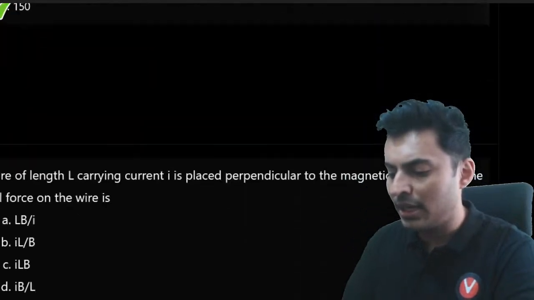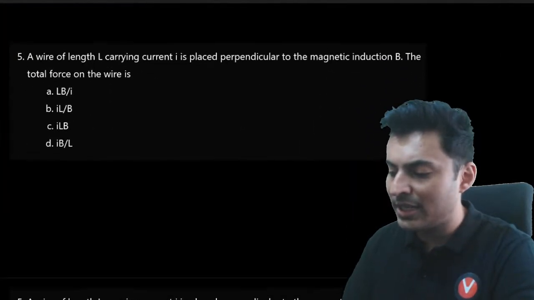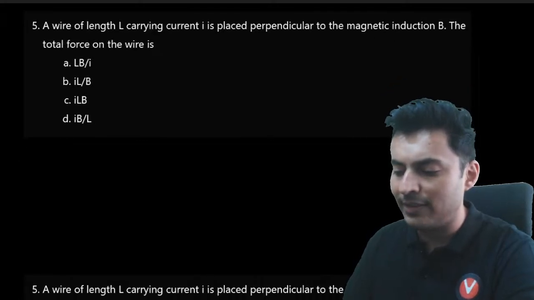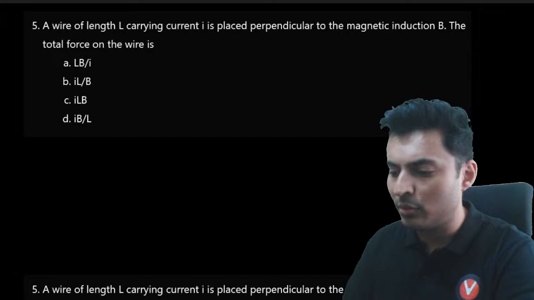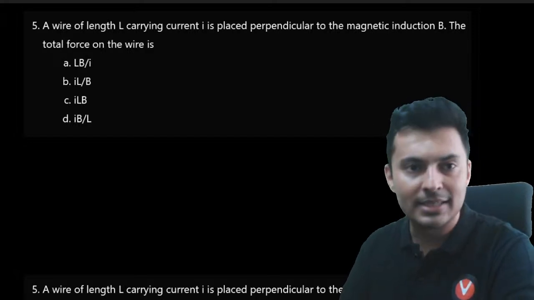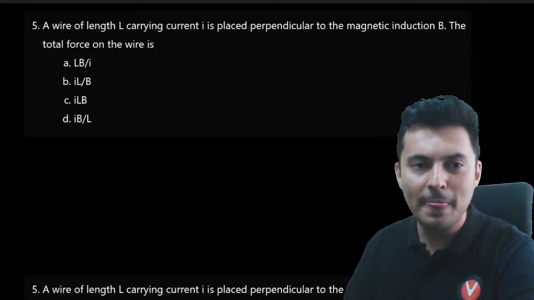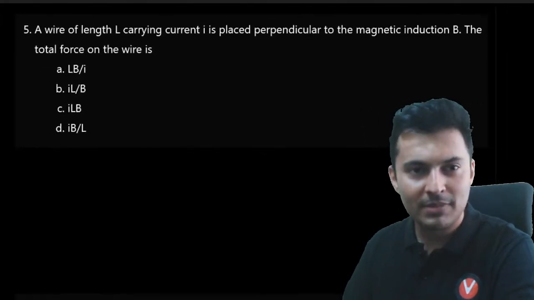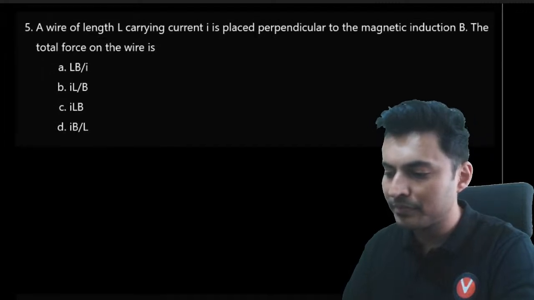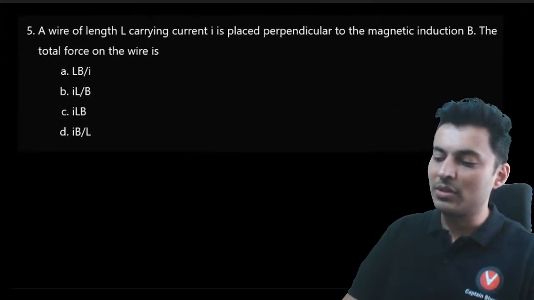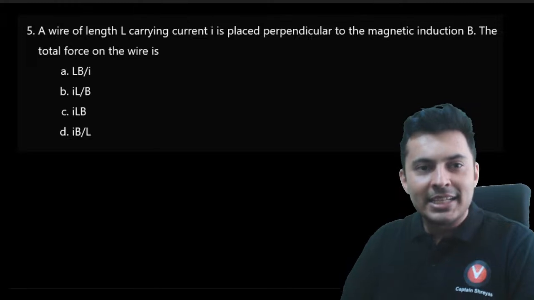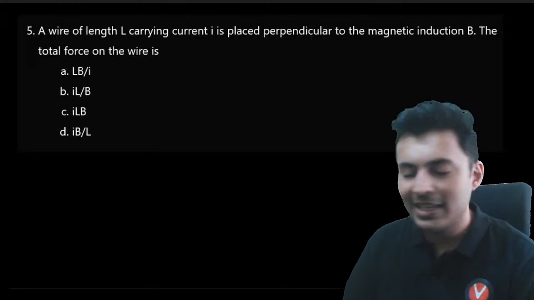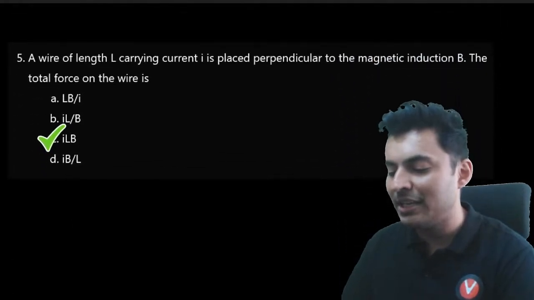Straightforward question. A wire of length L is placed in a field with current perpendicular to the field. The total force on the wire is how much? Come on, think. Yes, it is just ILB.